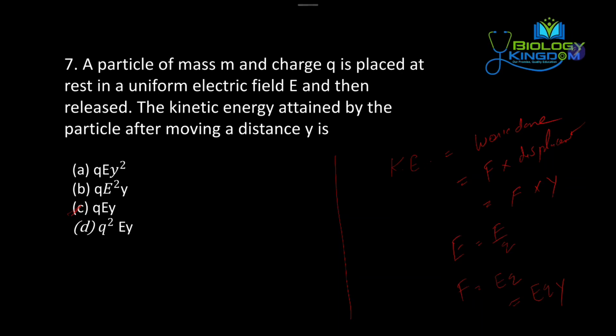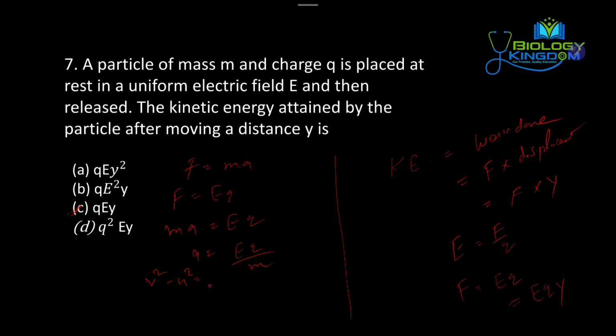And yeah, so now we'll solve it by another method. What will be the other method? We know that force is equal to mass into acceleration, but force is also equal to EQ, as we have seen here. So by equating, we get ma is equal to EQ. So acceleration is EQ by m. Now we'll use the equation of motion.